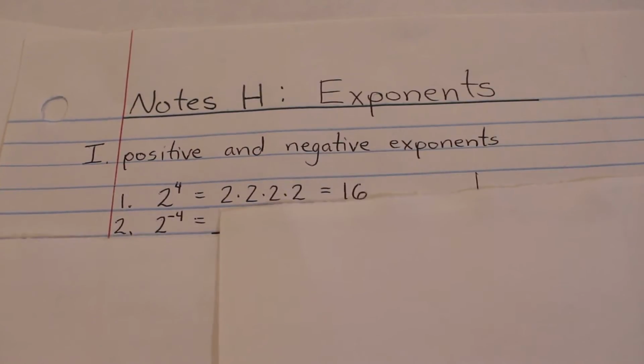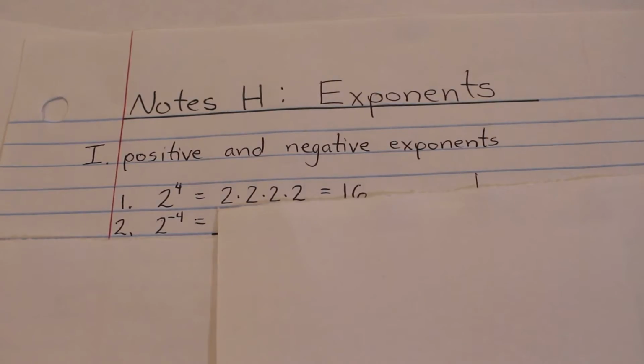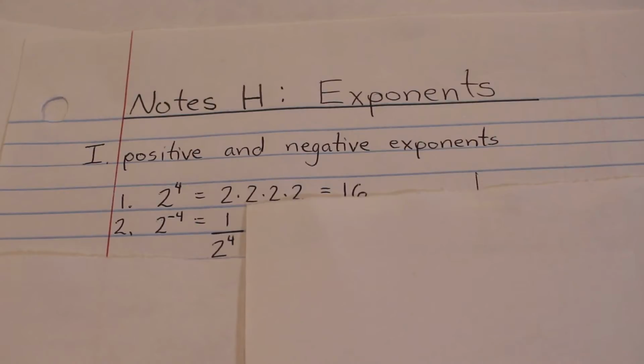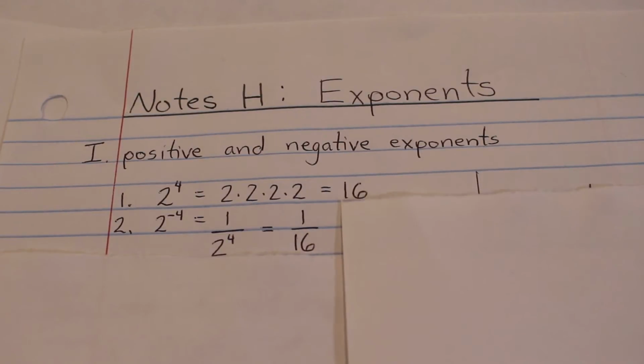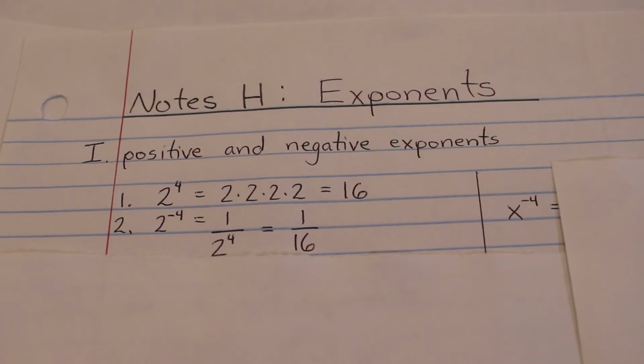If it's a negative exponent, it's not a negative number. It means it goes in the denominator as 1 over 2 to the positive 4. So it moves across the fraction bar, and the negative exponent becomes positive. And then it's 1 over 2 to the 4, which we just did, is 16, so 1 over 16. In x form, it might just look like this, x to the negative 4, so you write it as 1 over x to the 4th, and that's pretty much it.